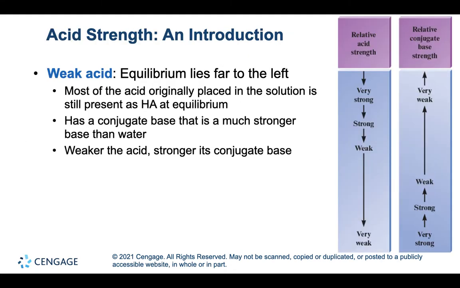So in summary, what we can say is that the conjugate base of a strong acid, something like Cl minus, is a much weaker base than water. But the conjugate base of a weak acid is a stronger base than water. So conjugate base of a strong acid, weaker base than water. Conjugate base of a weak acid, stronger base than water.